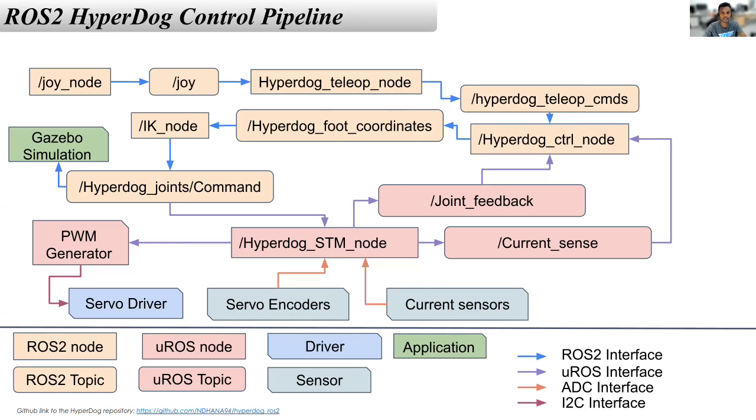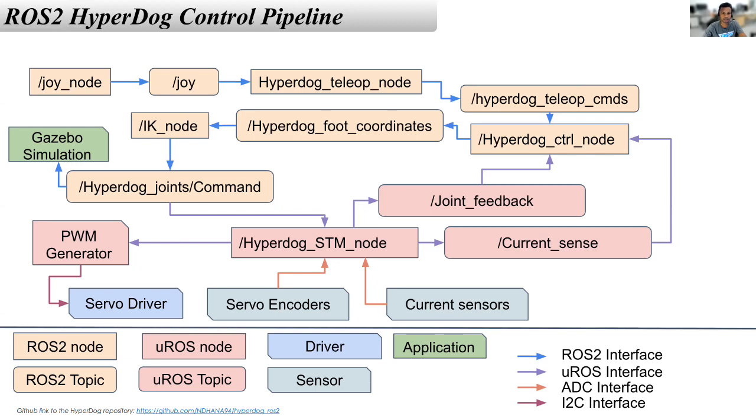The Joy node reads the gamepad buttons and joystick states and then publishes this information through the Joy topic. The developed HyperDog Teleop package subscribes to the Joy topic and makes commands, which are start, walk, sidewalk mode, gait pattern, step length, step height, robot height, and robot angles of roll, pitch, and yaw. These commands are then published to the HyperDog Teleop commands topic, which is subscribed to by the HyperDog control node.